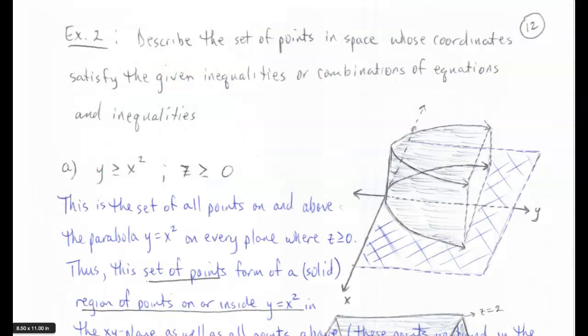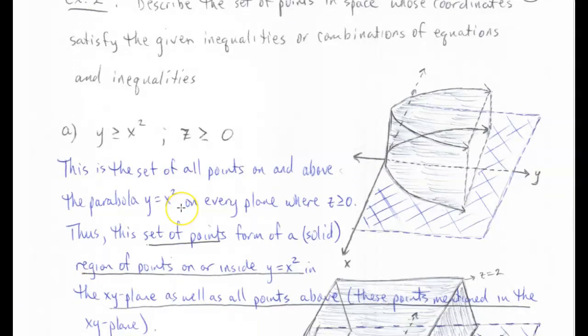Okay, so for our second set of examples here, we want to describe the set of points in space whose coordinates satisfy the given inequalities or combinations of equations and inequalities. So for these first two examples here, I've actually done a visual. I've drawn it right next to what we're talking about here so that we can kind of get an idea of what we're talking about.